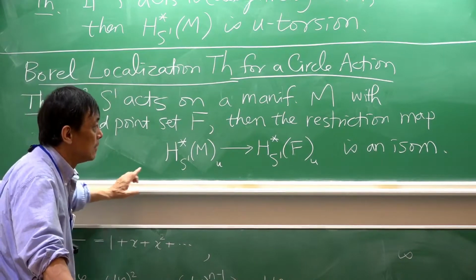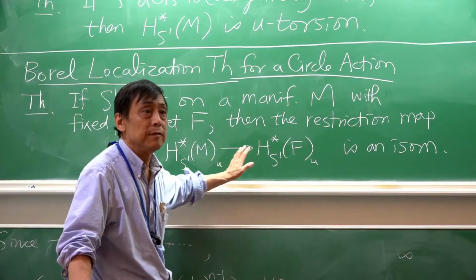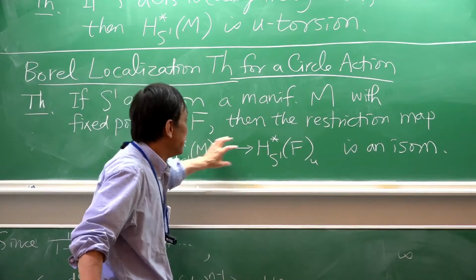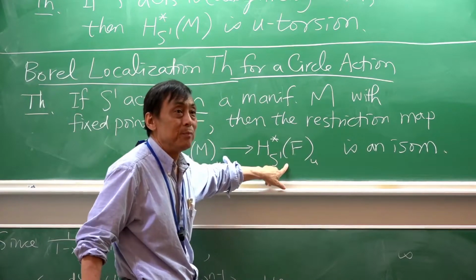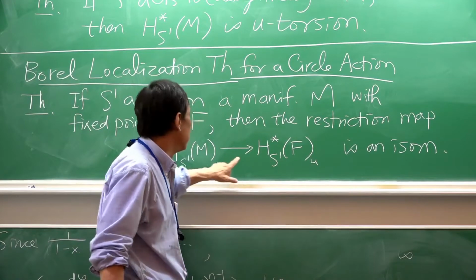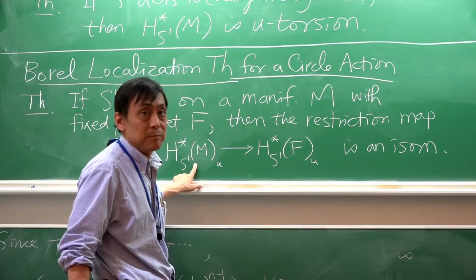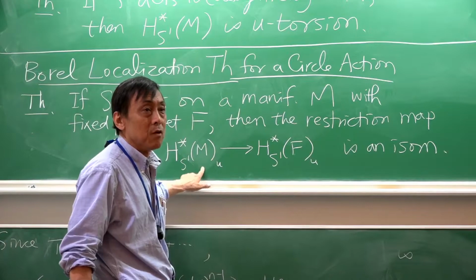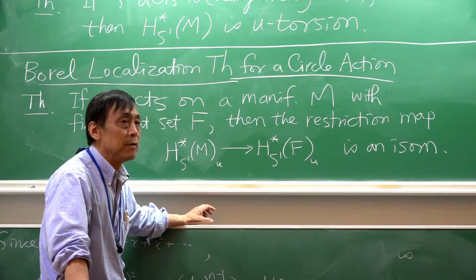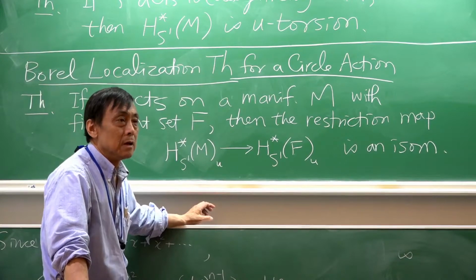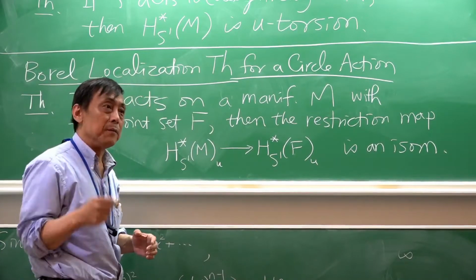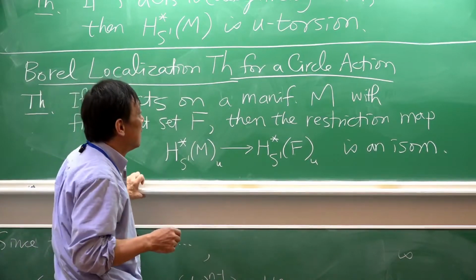And because this is an isomorphism of algebras, you see, and this is fairly simple. If M is just a couple of points, then you can get the ring structure on the equivariant cohomology of M. So that's how we are going to get the equivariant cohomology of the sphere under the action of S1.